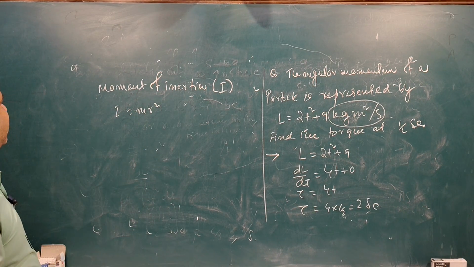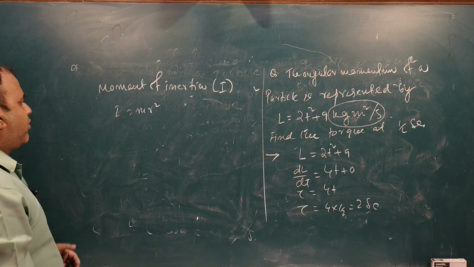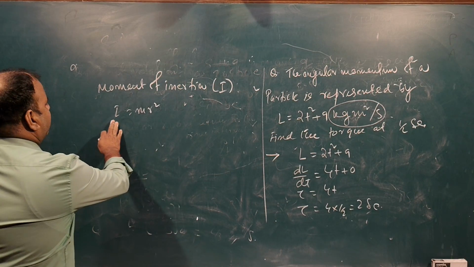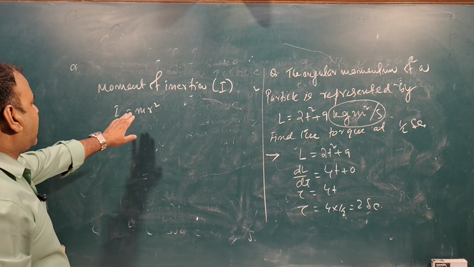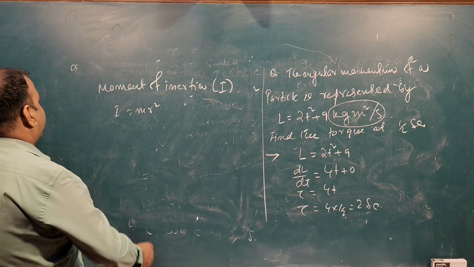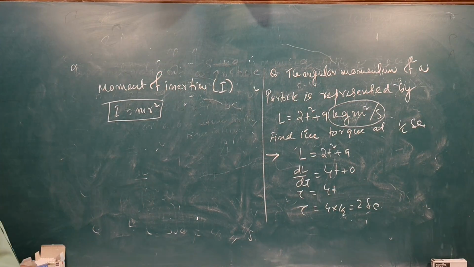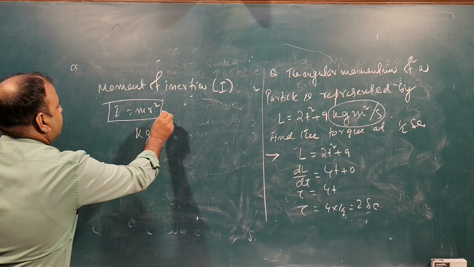So how can we define it? It is the product of mass and the square of the distance from the axis of rotation. So I is equal to m r square. That means the product of mass and square distance from the axis of rotation is called moment of inertia. And this moment of inertia is expressed in kg meter square.